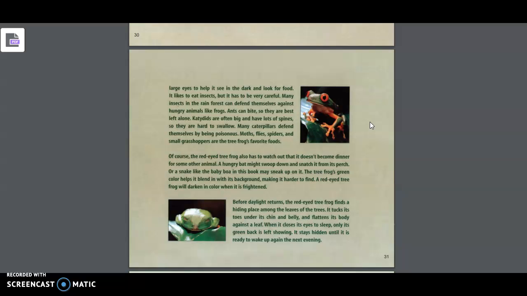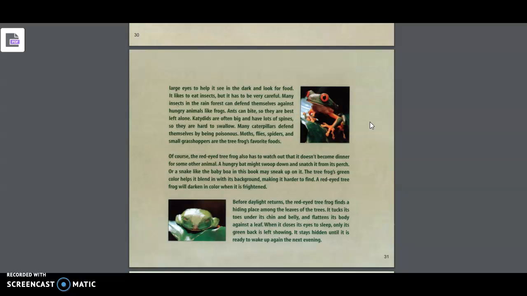The tree frog's green color helps it blend in with the background, making it harder to find. And that's called camouflage, when you blend in with the colors around you. A lot of animals use that to protect themselves. A red-eyed tree frog will darken in color when it is frightened.